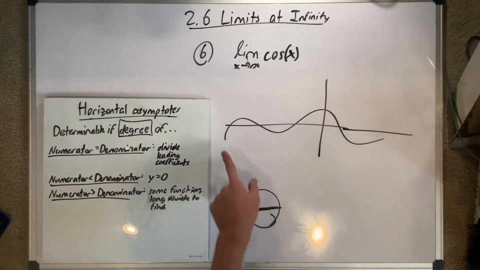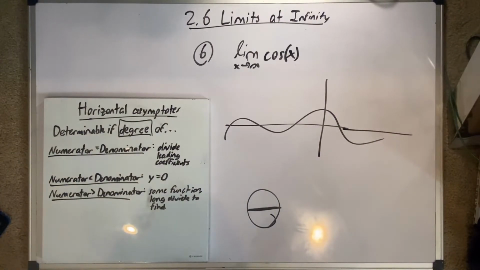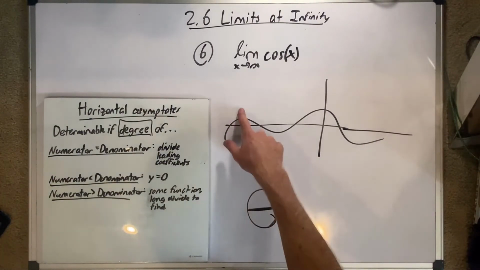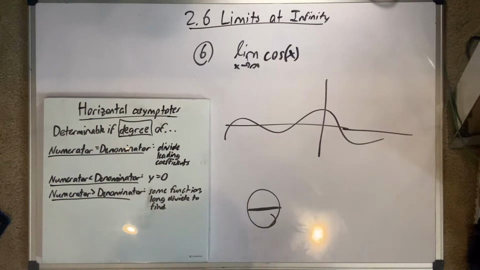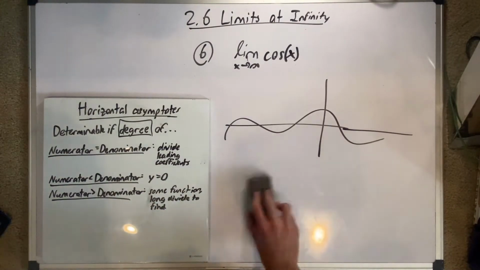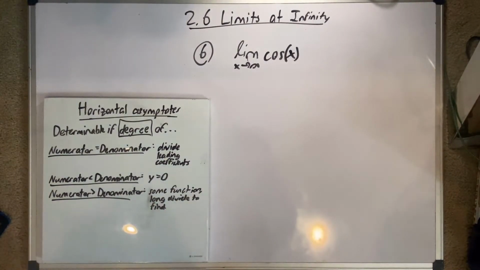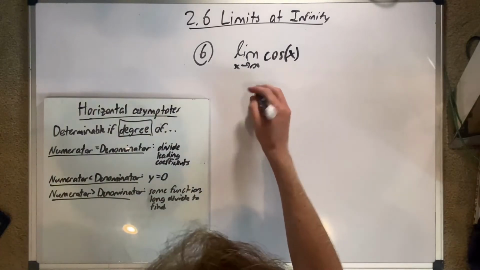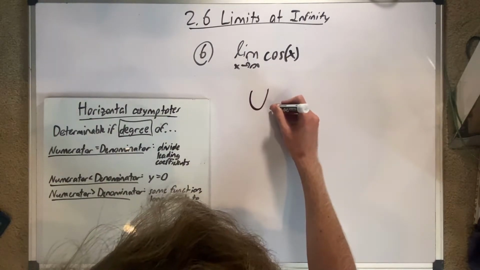This thing, going from infinity to infinity, always will oscillate between -1 and 1. That's just how a cosine graph works. It'll just always oscillate between those two, no matter where. So that means that this, as x equals infinity, is actually undefined.